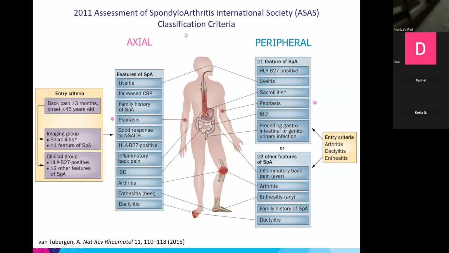These are the Assessment of Spondyloarthritis International Society criteria, and they separate out those patients who have predominantly back pain, spine pain, and those who have predominantly limb arthritis, shall we say. And in order to be able to use these criteria, the person has to have had back pain for more than 3 months. The onset of symptoms should be younger than 45 years of age. They can be diagnosed later on, but they have to have this criteria that they've been having symptoms for a while.